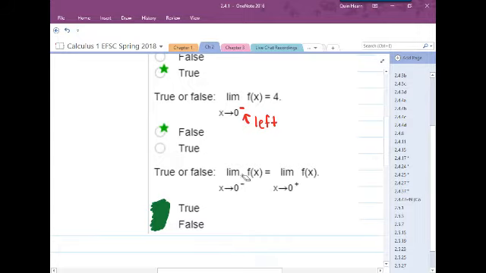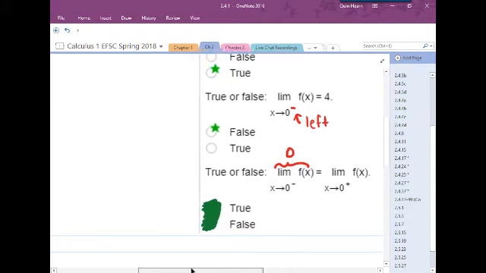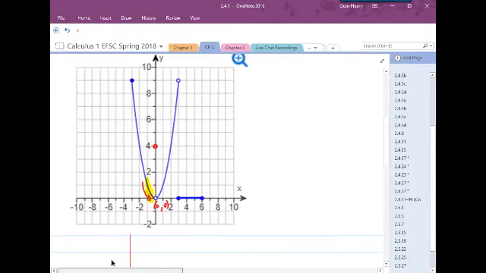All right, so the limit as x approaches 0 from the left is equal to the limit as x approaches 0 from the right. Is that true or false? Well, we already figured out that the limit as x approaches 0 from the left turned out to be 0. Let's go back to the graph and see what the limit as x approaches 0 from the right would be.